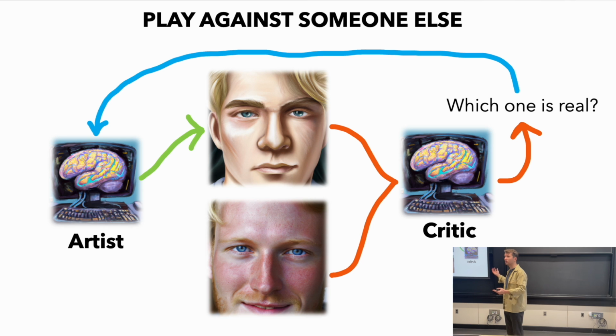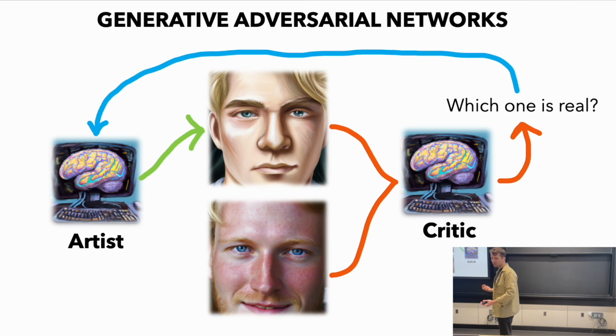And then the artist, of course, is trained to fool the critic, to make the critic think this actually looks like a real face. So as the critic gets better and better at discerning real faces and fake faces, the artist needs to get better and better to fool the critic. So they play together, and they both get better and better and can generate more and more realistic faces. So this is called a generative adversarial network.